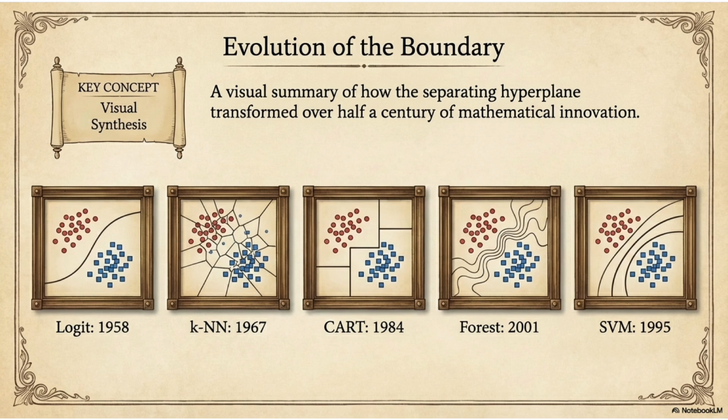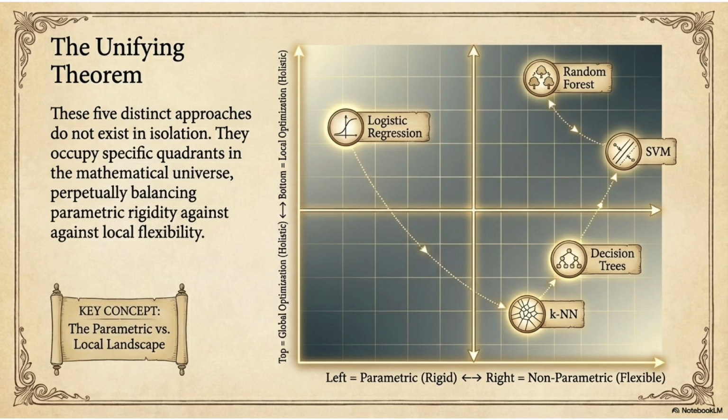Over 50 years, our boundaries evolved: smooth curves, neighborhoods, steps, forests, and wrapped manifolds. This is the visual journey of machine intelligence. In the end, these 5 approaches balance rigidity with flexibility. They are coordinates in the mathematical universe we explore as researchers, guiding how machines see the world.